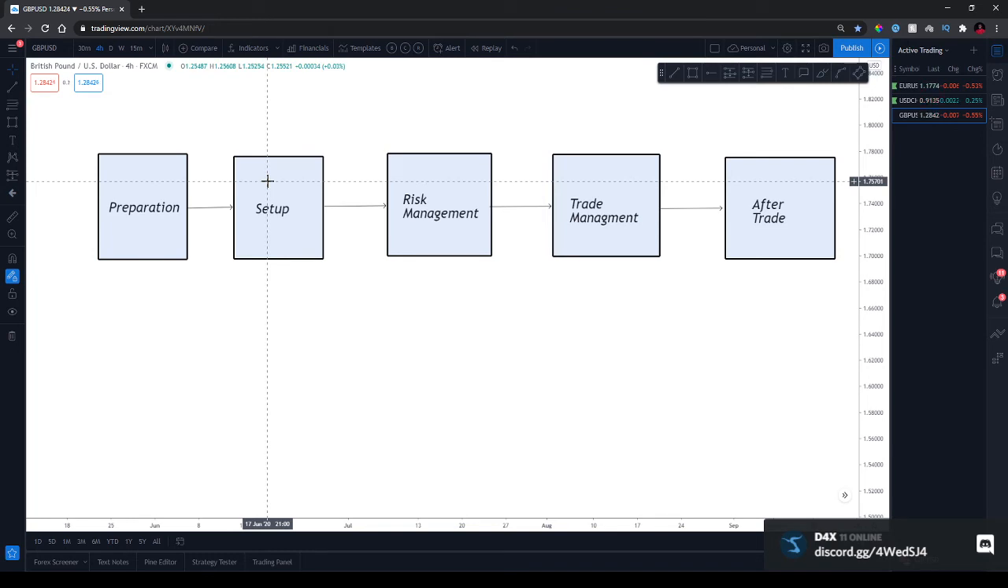I'm waiting for my EMAs to cross. I'm waiting for price to hit my zone. I'm waiting for a specific pattern. I'm waiting for a trend line to be hit. All your confirmations are in this box, before you ever hit a button. Okay, you want to ensure all your confirmations are there. After you see all your confirmations, and it's in the time frame that you trade, you move on to the next box. You haven't hit the button yet.